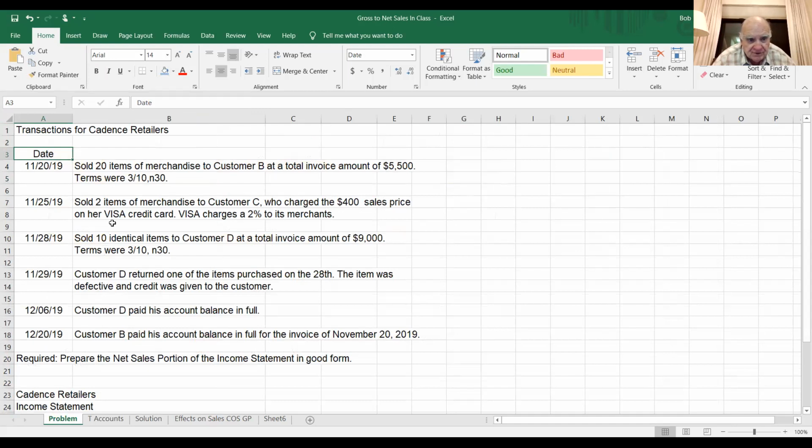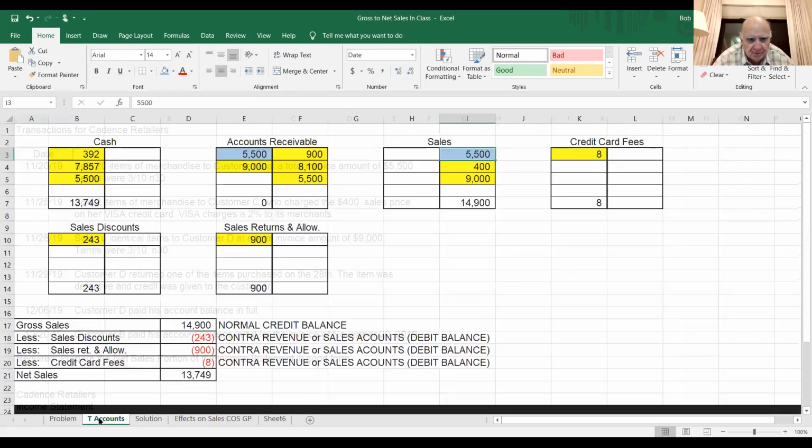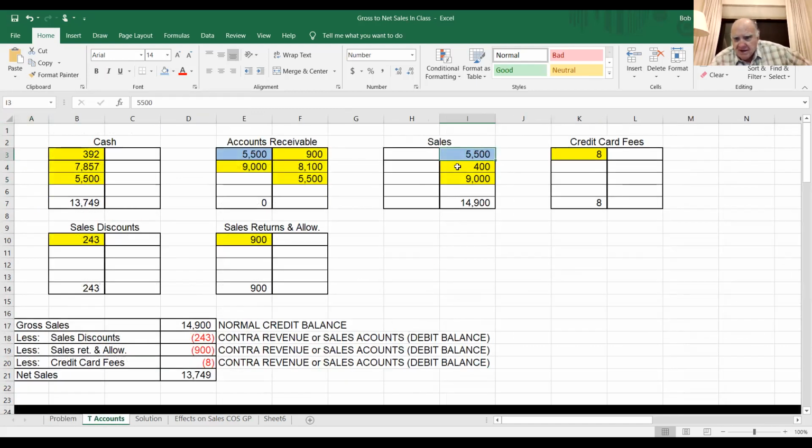We sold something for $400 with the credit card fee. So the $400 is the sale. But the credit card fee, which is a contra revenue account, is the 4%, $8. 4 times 2 is 8, right? Therefore, the cash we received in that deal was only $392.